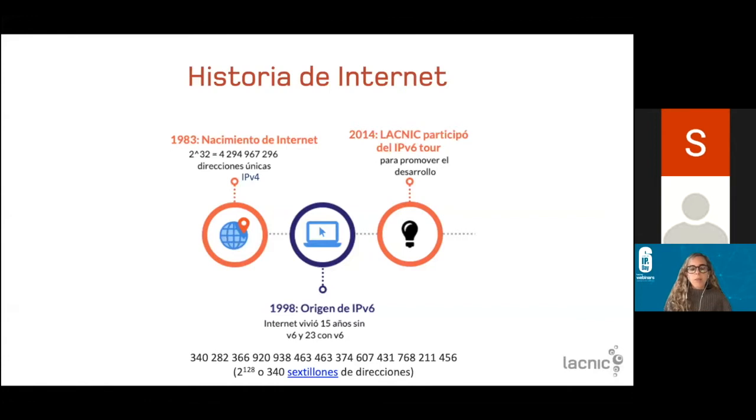Let me tell you a bit of the history of the internet. We know that in 1983, the internet was born with the IPv4 addresses. IPv4 addresses, as you know, have 32 bits. At the time, we had 4 billion single addresses. We thought that it was a lot because most users had just one device. So that grew and grew steadily, as we already know. And at a certain time, they detected that they would be depleted.